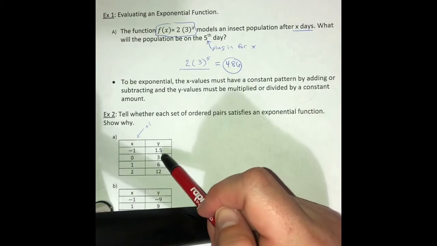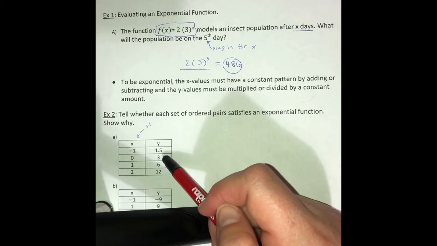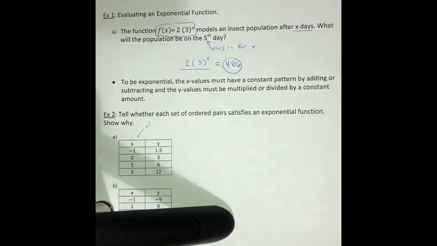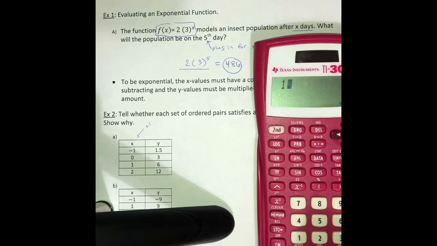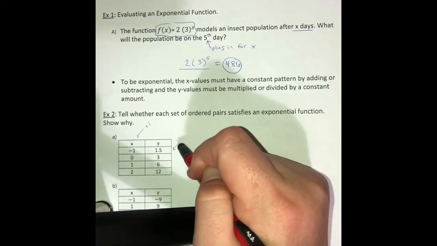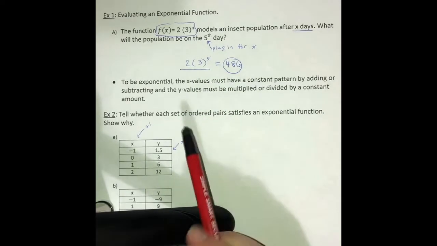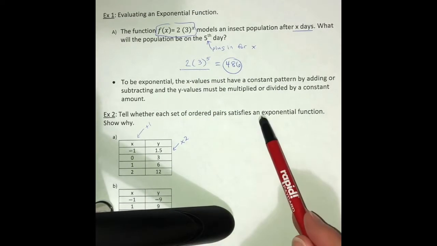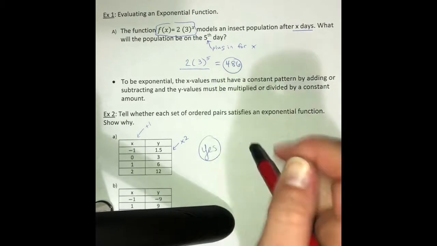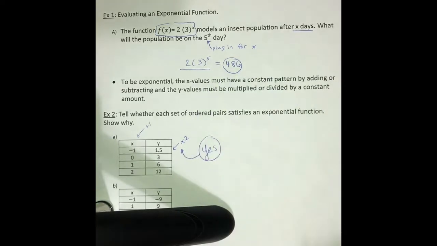So to get from 1.5 to 3, well, I'm not sure in my head what that is, but I know 3 times 2 is 6, and 6 times 2 is 12. So on my calculator, I'm just going to make sure 1.5 times 2, does that give me 3? And it does, if you look at the calculator. Okay, so all of these are times 2. So it says, tell whether the set of ordered pairs satisfies an exponential function, and your answer will be yes. And you do not have to tell me why, as long as you show the patterns.